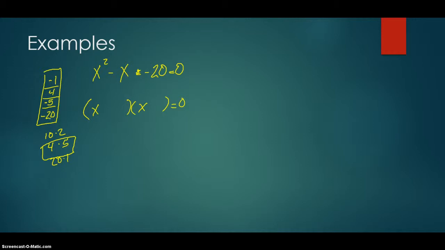4 times a negative 5 does indeed give me a negative 20, and 4 minus 5 does indeed give me a negative 1. So I like what I've come up with. Let's go ahead and solve. Remember, factoring is just the method that we use to solve. So once we factor, we still have to make sure that we take it all the way and find what x does equal.